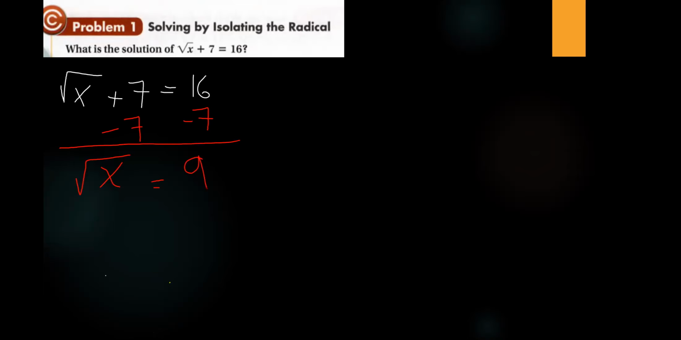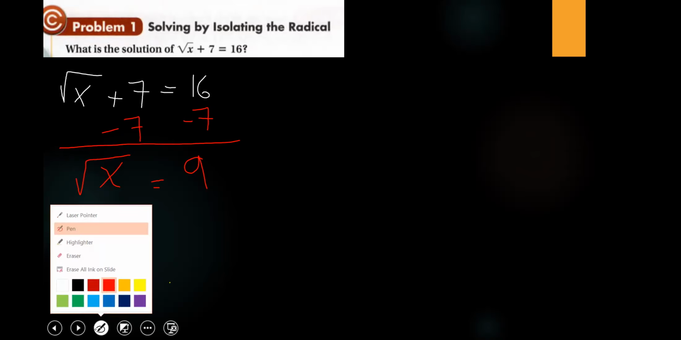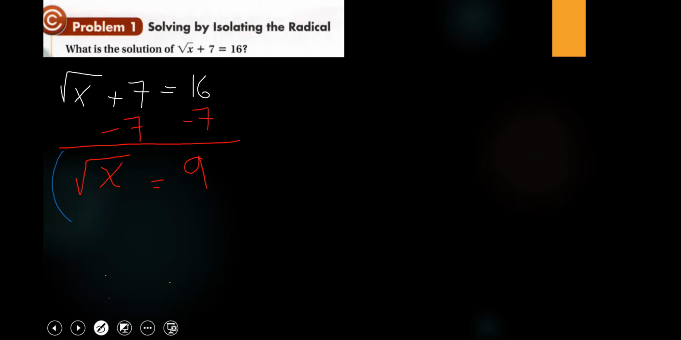This is the first step: we isolate the radical. The second step is to solve it. But here, as you see, we have square root of x equals 9. I don't want square root of x, I want x only. So what do I have to do? Square both sides.